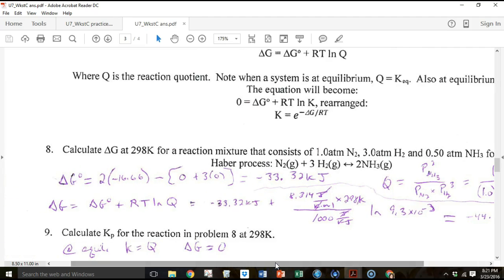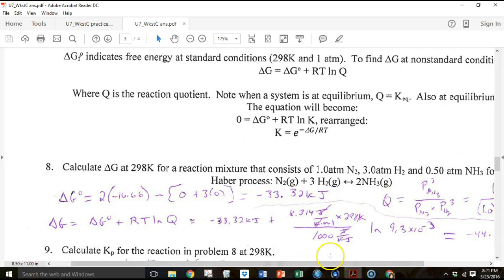And then we move down to calculate the Kp for the reaction in problem 8. So again, you better pause it. But let's think about this. At equilibrium, we said that we would have this scenario here, right? So the delta G is 0. Delta G naught is still the delta G naught, so it's still the negative 33.32 that we just figured out, so we get to reuse that again. That's good. The R and the T are still the same, but this time the natural log of K is the thing we're missing, the thing we're solving for.